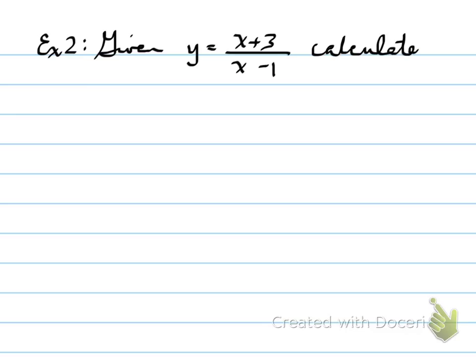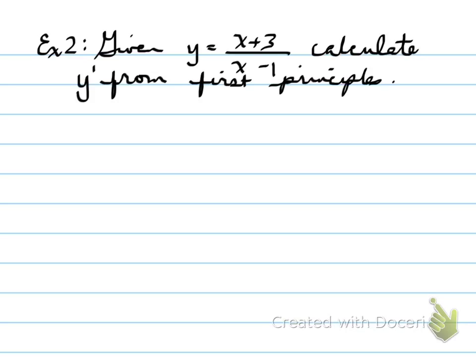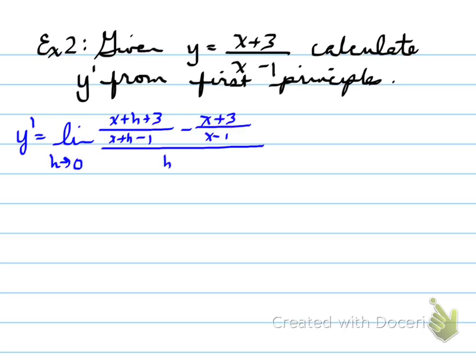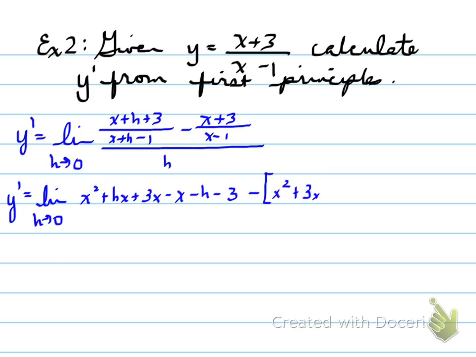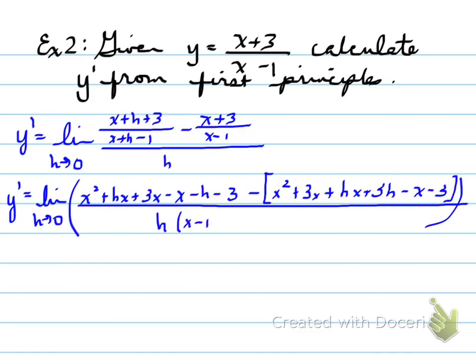All right, example number 2. Given y equals x plus 3 over x minus 1, calculate y prime from first principles. How do we do that? Well, same thing that we did earlier, use the limit. So y prime is equal to the limit as h approaches 0 of the function. And the first step is to find the common denominator. Once you find the common denominator, expand it, collect like terms. That's, again, all of that is the denominator.